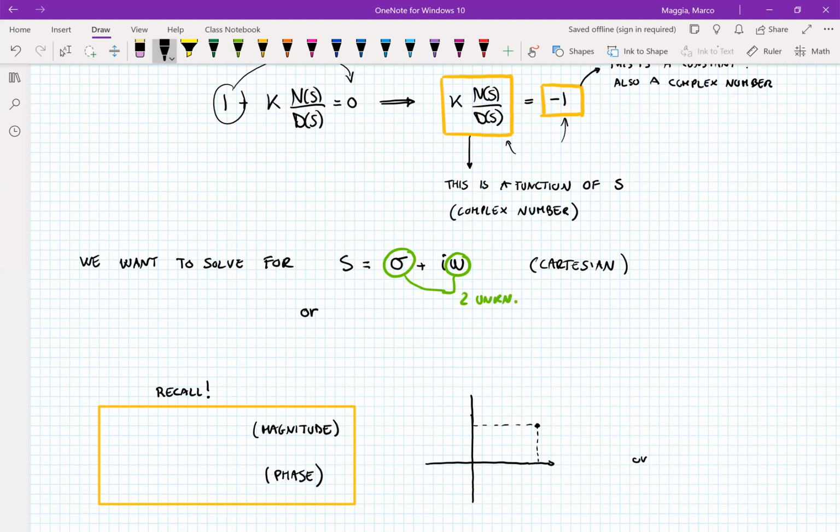However, remember that a complex number can also be written in the so-called polar form. In polar form, a complex number is given by a magnitude. You have to think about a complex number in polar form as a vector starting from the origin of the complex plane. So rho is the magnitude of the vector, and then you have e to the power of j omega, Euler formula, and omega is the phase associated with the complex number. So in this case, the two unknowns that we need to determine are rho and theta.